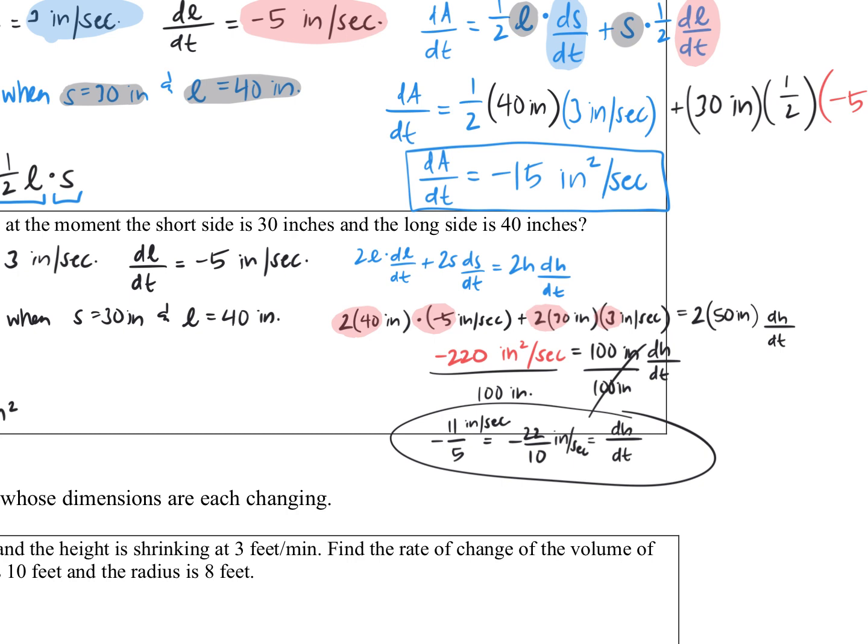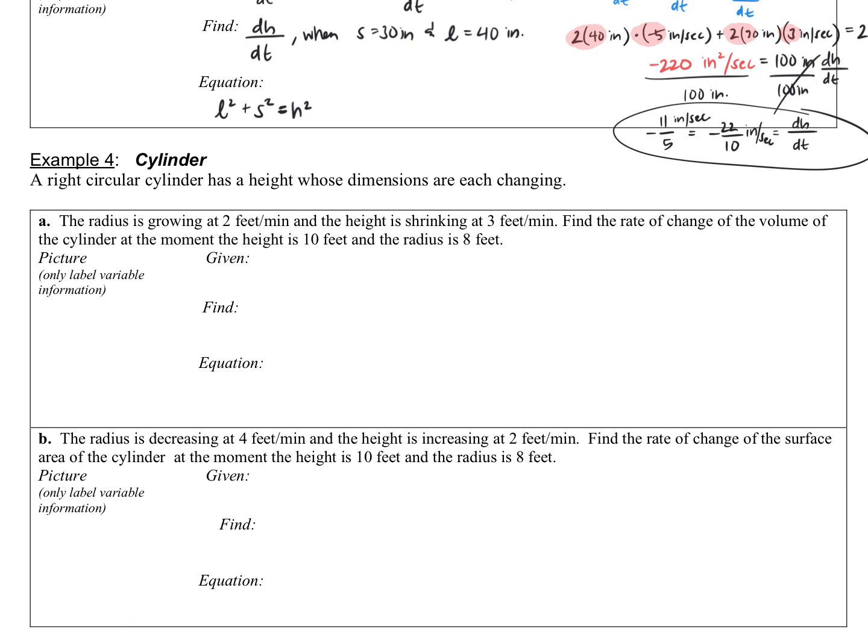Cylinders. The next example we're talking about is cylinders, specifically a right cylinder. What does it even mean? A right cylinder means basically it forms a right angle on the bottom.